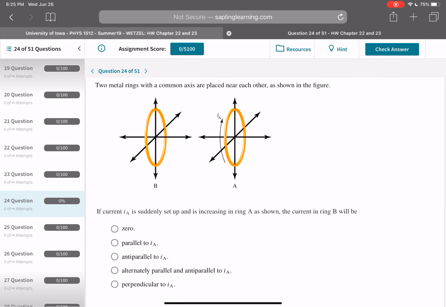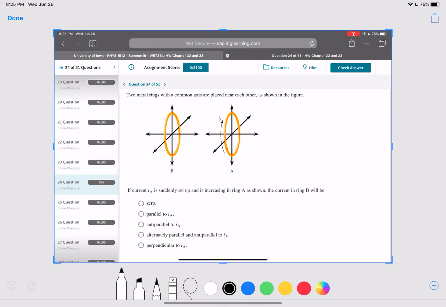24, two metal rings with the axis are placed near each other like this. If a current IA is suddenly set up and it is increasing in the ring A as shown, the current in ring B will be what? So you put up a current here, suddenly a current starts flowing there. That means you put your thumb in the direction of that current, and that means the magnetic field is going to flow like this. So if a magnetic field suddenly starts flowing like that, and so now we're suddenly getting a magnetic field flowing through that other ring, what's going to happen to the current in that second ring? Think about Lenz's law.